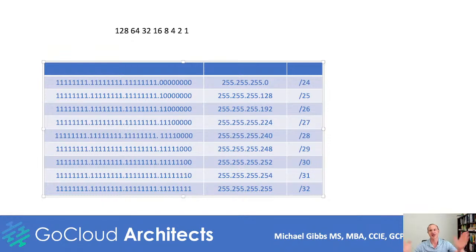WAN links, /30. There's only 2 addresses. LAN links where your servers are going to be, /24. Why? You're always going to need 10 times more servers than you think you need. It's just a matter of time. And on the cloud, you're going to be auto-scaling. Your load balancers are going to be scaling. Your servers are going to be scaling. You've got to scale this stuff out. If it doesn't scale out and grow, your systems don't grow.